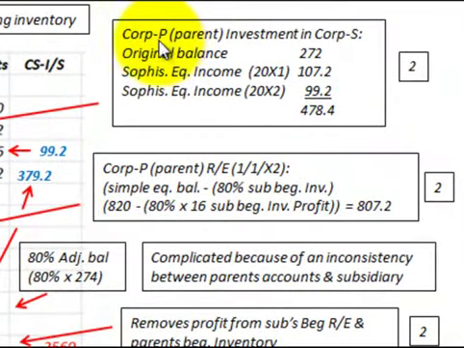Okay, now for our remaining adjustments and eliminations using the sophisticated equity method. First, for Corp P, the parent's investment, and Corp S, the subsidiary, we take the original balance and then add in both the sophisticated equity income for the first year and the second year. So we come up with $478,400.